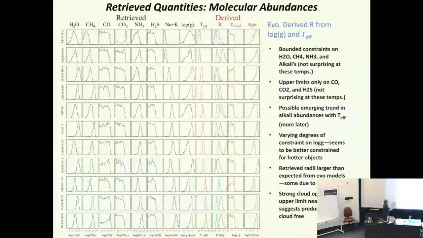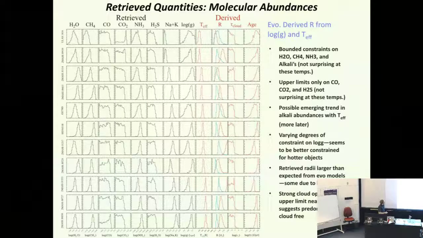So what this is just kind of summarizing all of the uncertainty distributions for each of these parameters. So the kind of take-home message here, don't stare at this too long, you'll go cross-eyed, is that there's bounding constraints for all of these objects on water, methane, ammonia, and then the alkalis, which is what you would expect at these temperatures. These are the most abundant species. We'll talk about this in a minute.